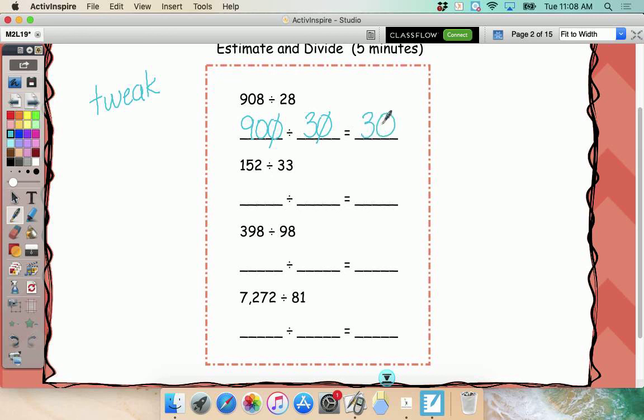Okay? Let's look at the next one. If I round the divisor of 33, what will I round it to? Okay, this one's not going to work. If I round that to 200, it's not going to divide evenly. 20 is not divisible by 3. So I've got to find a number that's better.